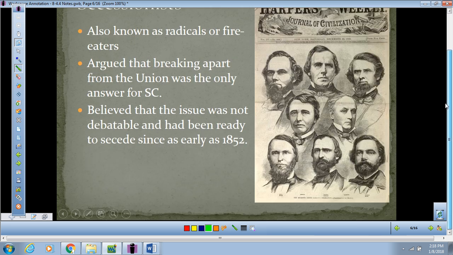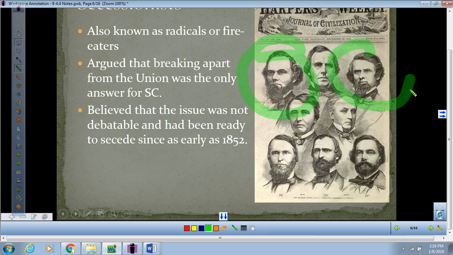I don't know where Robert Barnwell is. Maybe that's him, I'm not sure. Well, the picture I looked up, I think I looked him up when he was older.